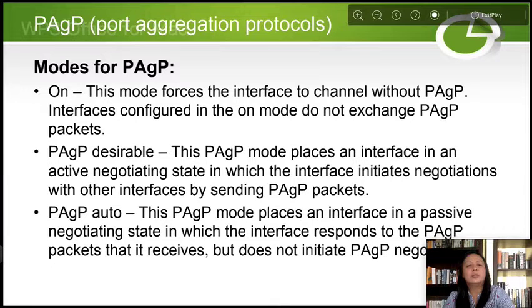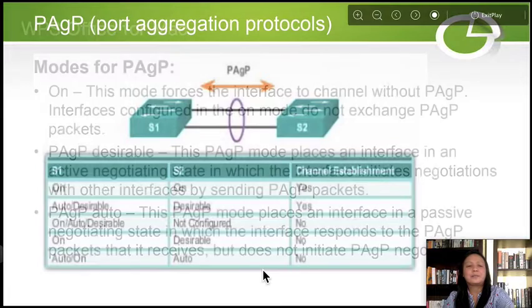PAgP auto: this PAgP mode places an interface in a passive negotiating state in which the interface responds to the PAgP packets that it receives, but does not initiate PAgP negotiation.